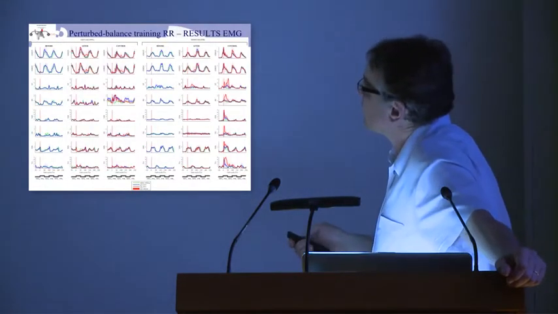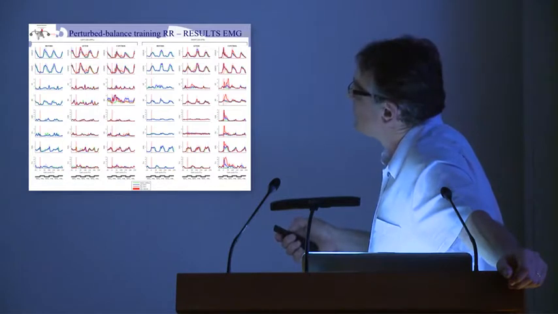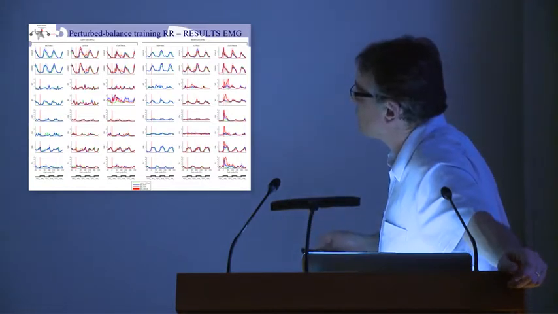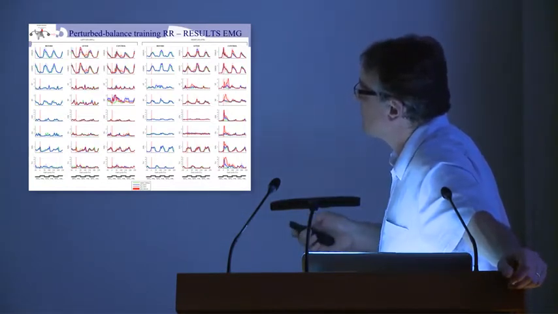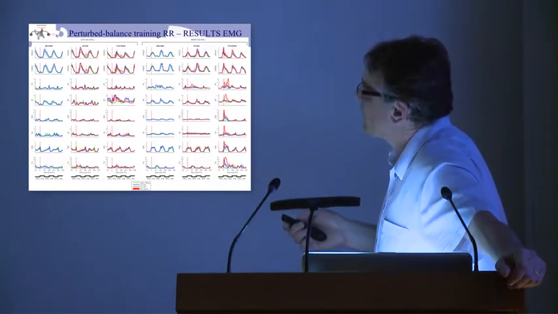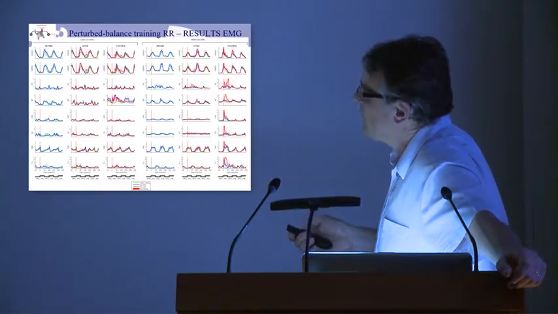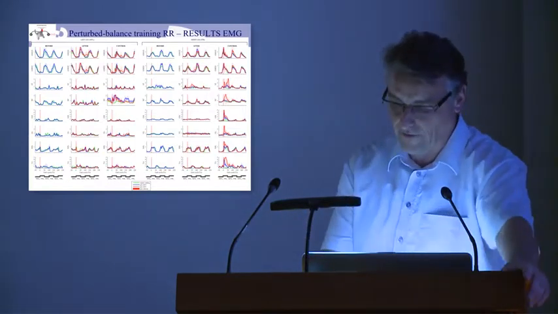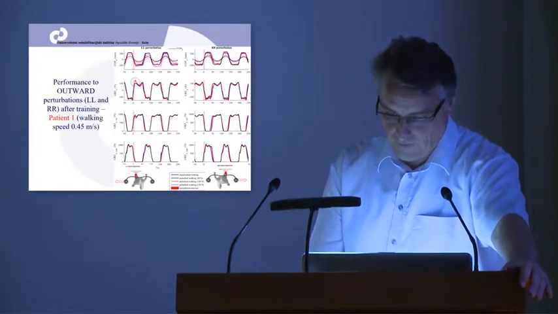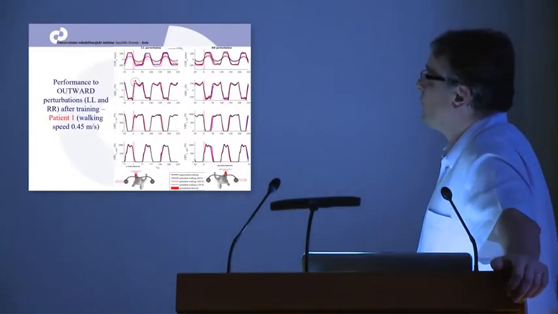And if we look at the EMGs, then again, with the healthy control subject, we see quite nice response and modulation of the majority of the lower limb muscles, while with this particular stroke subject, that was not the case neither before nor after the perturbation, even though we could observe that there were some changes in the motor control program.